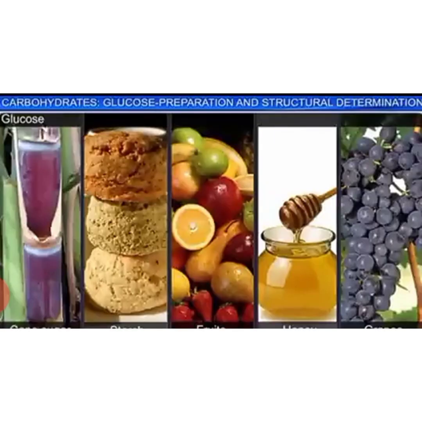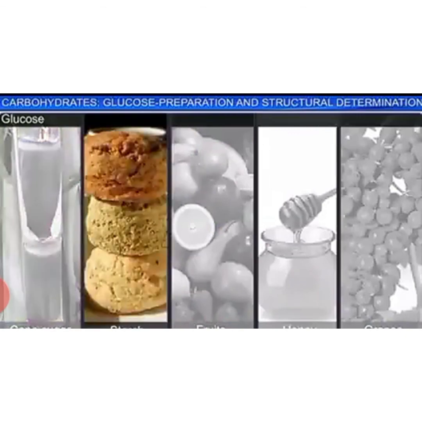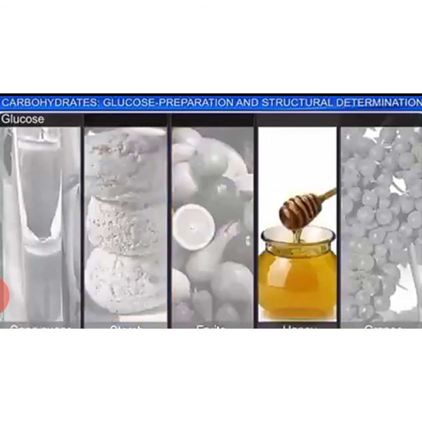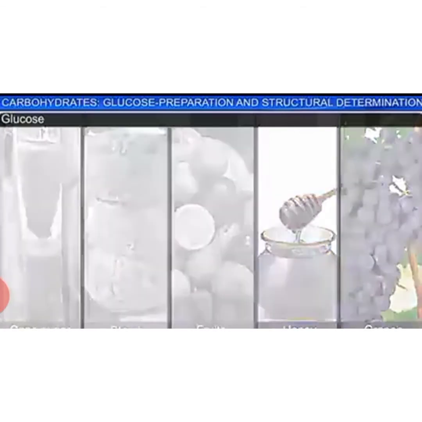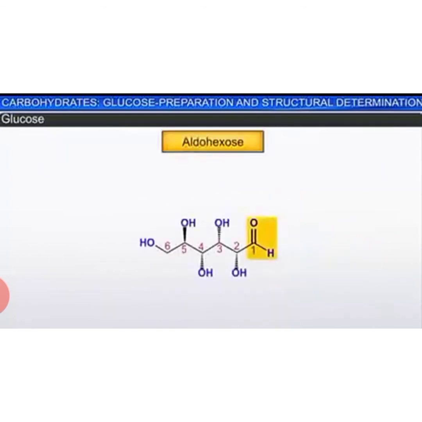Glucose occurs in cane sugar, starch, and so on. It is present in sweet fruits as well as in honey. Ripe grapes are also rich in glucose. Glucose is the monomeric unit of the larger carbohydrates such as starch and cellulose. Glucose is an aldohexose, which is probably the most abundant organic compound found on the earth.